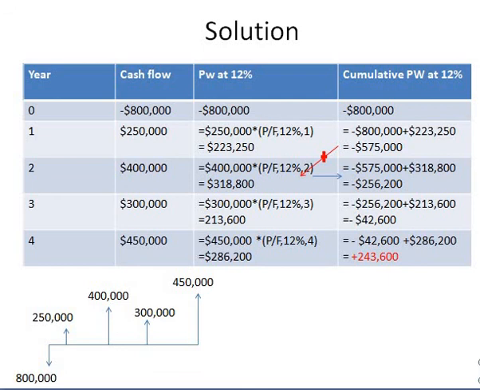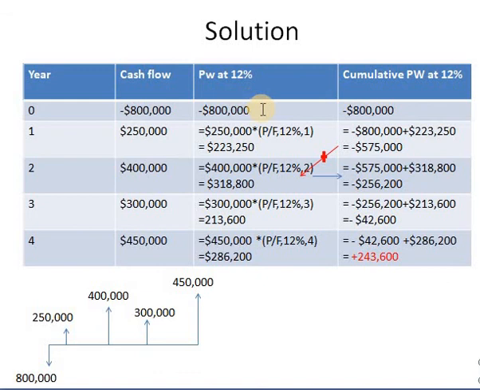So what will I do? In the second column, I will put the values that I have, the minus $800,000 at year 0. This is my initial investment. At year 1 till 4, these are the cash flow series, the amounts that I'm gonna get. So I want to get the present value of all these amounts. I want to get them back to the present at interest rate of 12%.